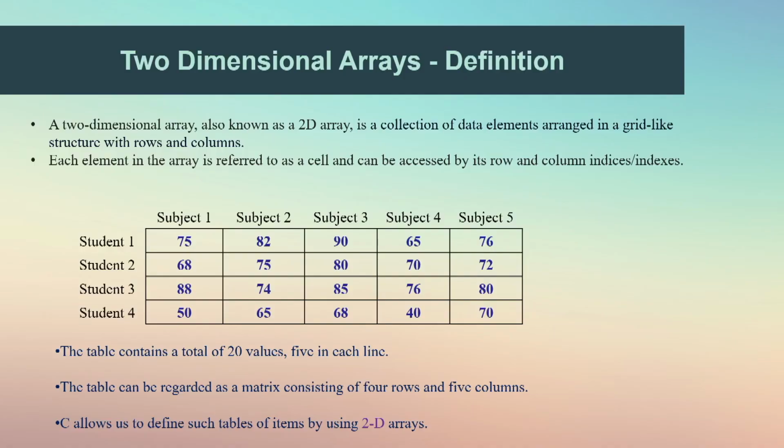Here we can see on the screen an example that has 4 rows and 5 columns. If we want to create a grid like this with 4 rows and 5 columns, we can declare it as a two-dimensional array which can hold a maximum of 20 values. So, 4 rows and 5 columns. If we arrange it in grid order and store the values, the number of values will be 4 into 5, which is 20 values.